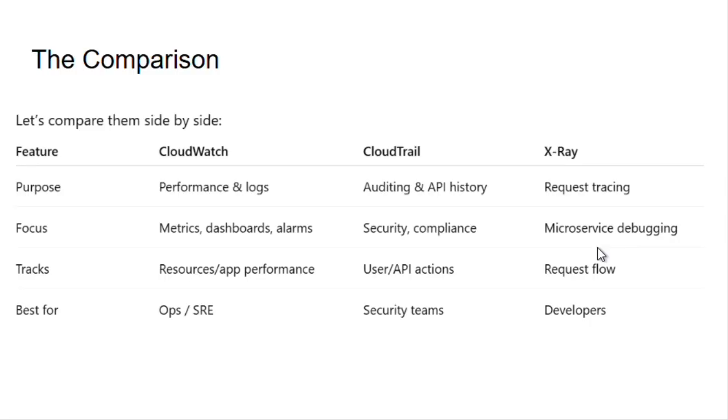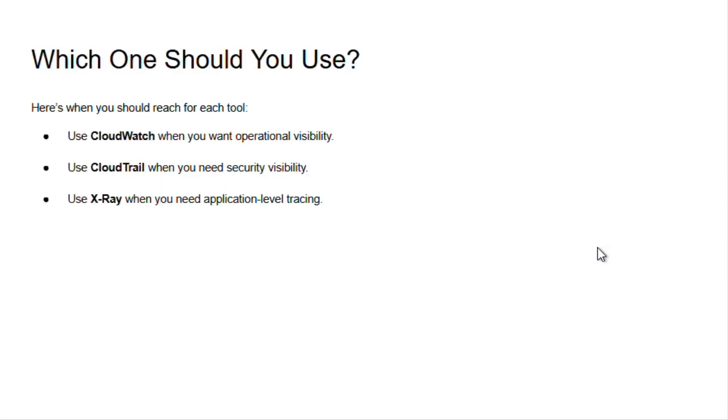And then we have AWS X-Ray, which is used for distributed tracing. It helps you follow the journey of a single request as it travels across microservices. When you need to troubleshoot high latency or identify exactly which service is causing issues, X-Ray gives you a visual map of the request flow. So in simple terms, CloudWatch equals performance and metrics, CloudTrail equals security and API activity, X-Ray equals tracing and deep debugging. Together, they give you full visibility into what's happening in your AWS environment, from operations to security to application internals.